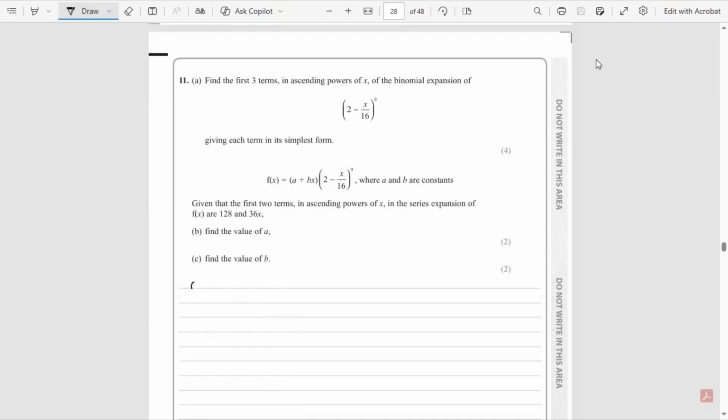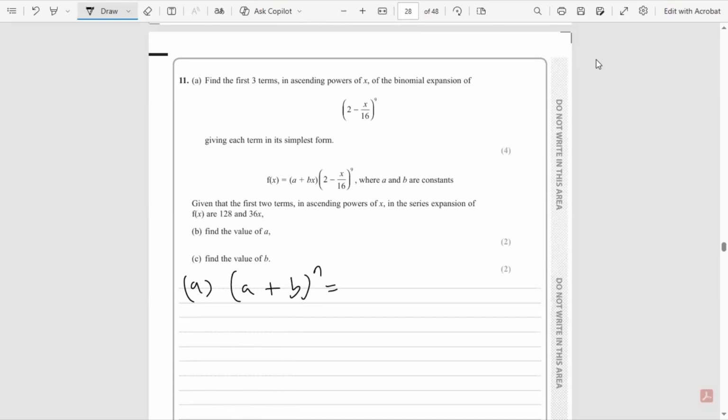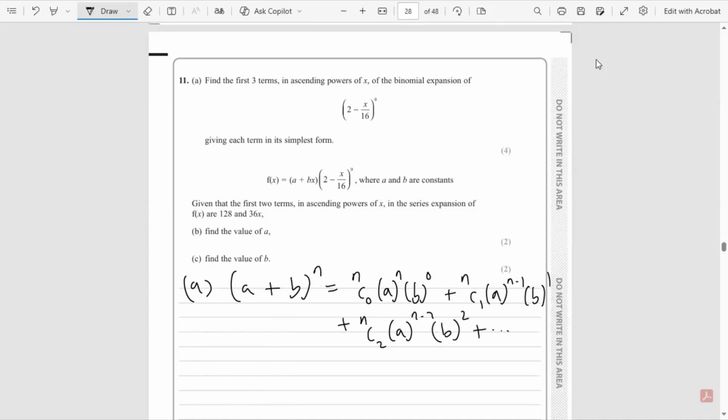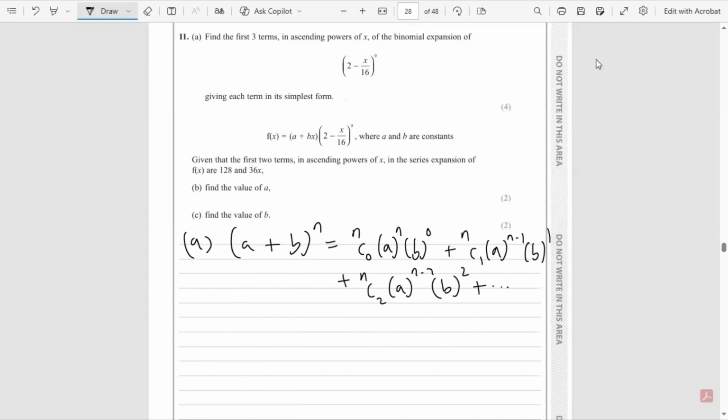So remember to use the binomial expansion formula. It's basically this. So a plus b to the power of n is equal to n choose 0 multiplied by a to the power of n, and then b to the power of 0 plus n choose 1, a to the power of n minus 1, b to the power of 1 plus n choose 2, and then a to the power of n minus 2, b to the power of 2, and so on. You hopefully get the point, if you're comfortable with the formula.